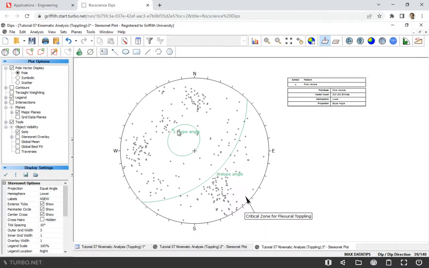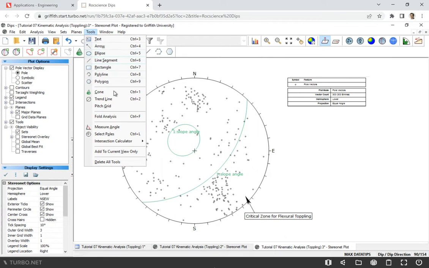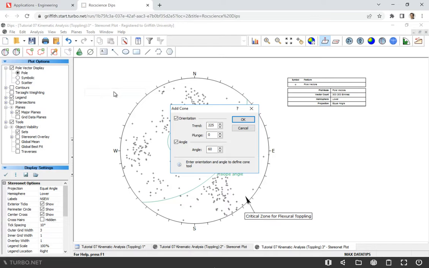The way to do it, again, is to use the option called the cone. I can find it under tools, cone, and we're going to draw a circle from the center. Because it's from the center, we put the trend as 0 and the plunge as 90. Then the angle is the radius, which is the friction angle. It's already given that the friction angle is 35 degrees. I will also write it in the description of the video, below the video, so please read it. I'm going to put 35 and click OK.